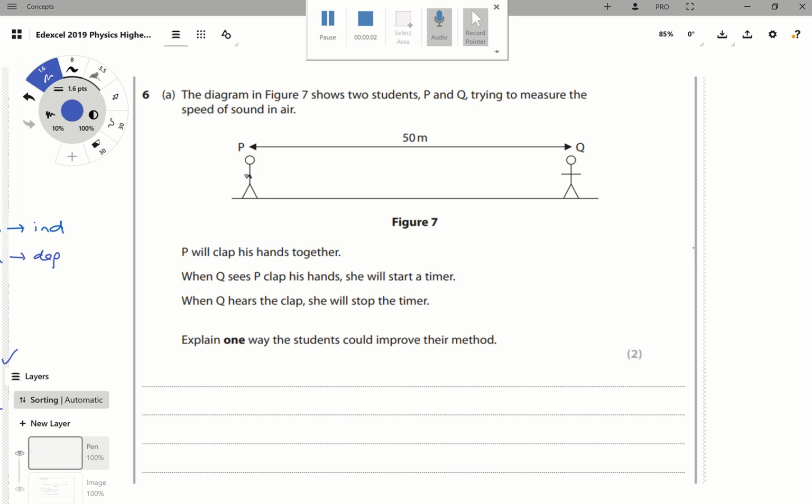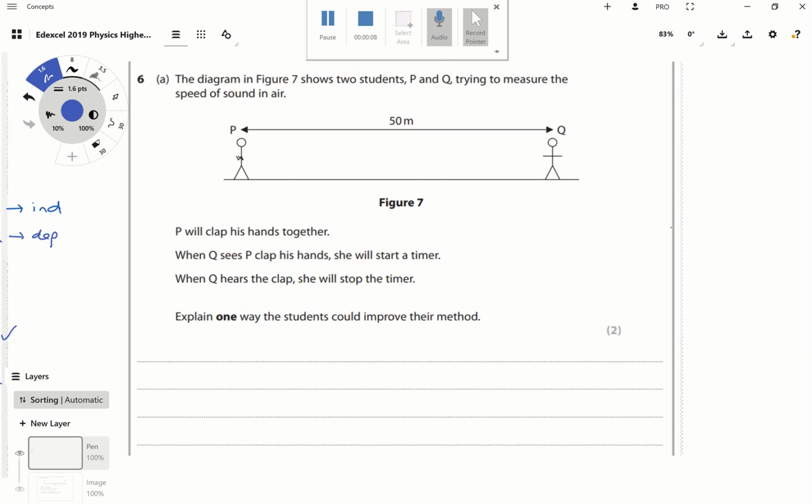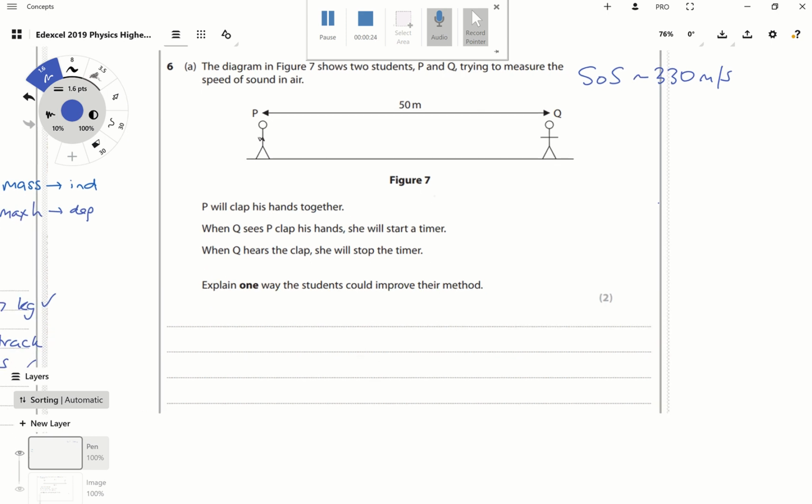Okay, got a nice question now looking at longitudinal waves, sound waves. So let's go through this. Diagram below shows two students P and Q trying to measure the speed of sound in air. So the speed of sound in air is about 330 meters per second. You'll see later on it changes on a cold day, on a warm day, that speed will change.